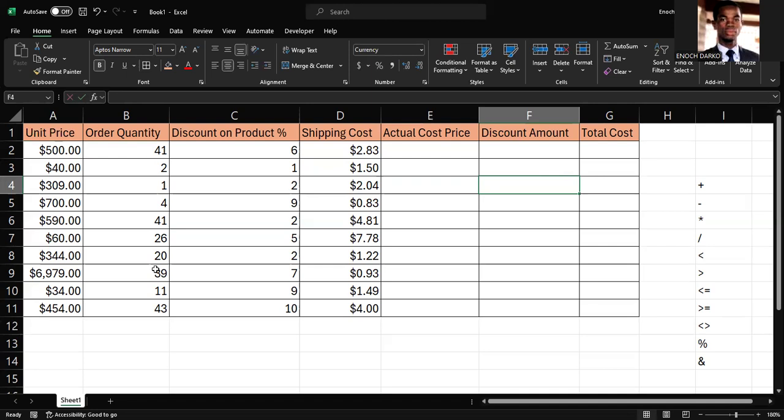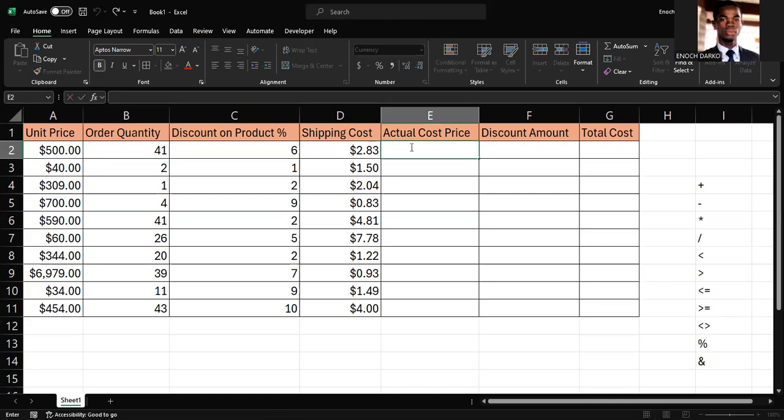Then the quantity. If you want to know the total cost you are supposed to pay, which is the actual cost price, like in our normal mathematics, what we do is multiply the unit price by the number of items we ordered or bought. So here the unit price is $500 and we bought 41. So we need to find the actual cost price if there's no discount. How much are we paying?